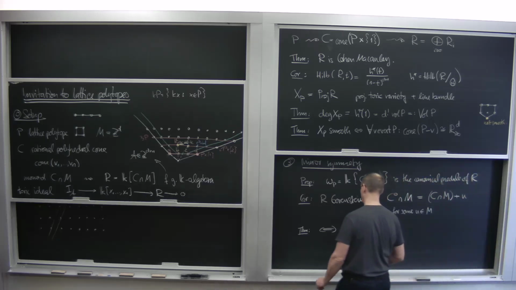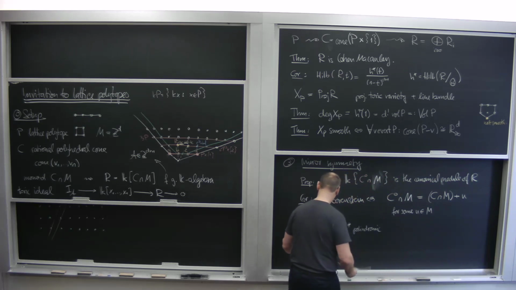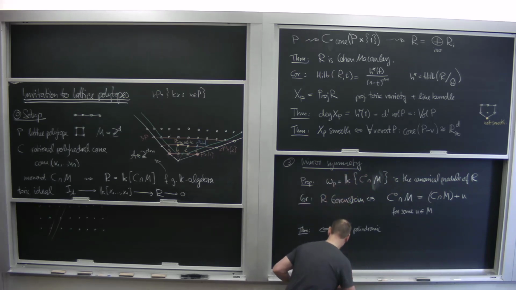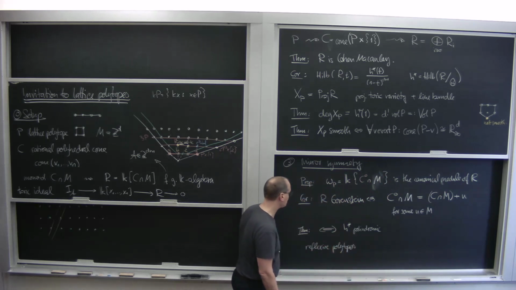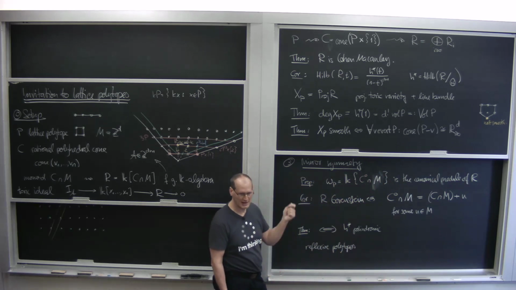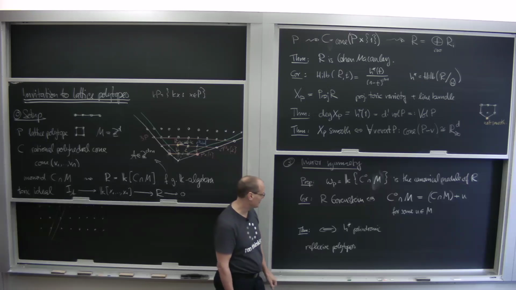So let me just mention, in view of time, a few keywords. There are the reflexive polytopes, which are a special class of these Gorenstein polytopes, those that have an interior lattice point.